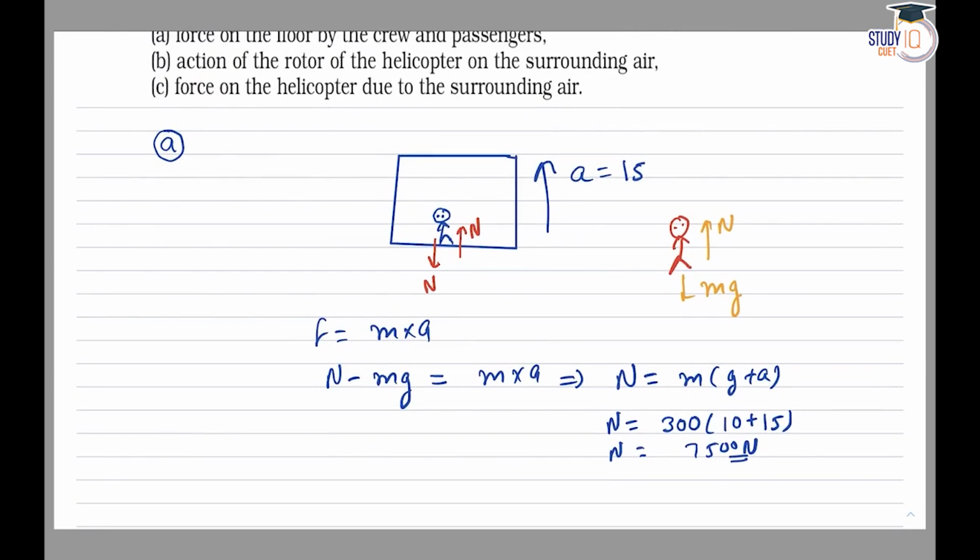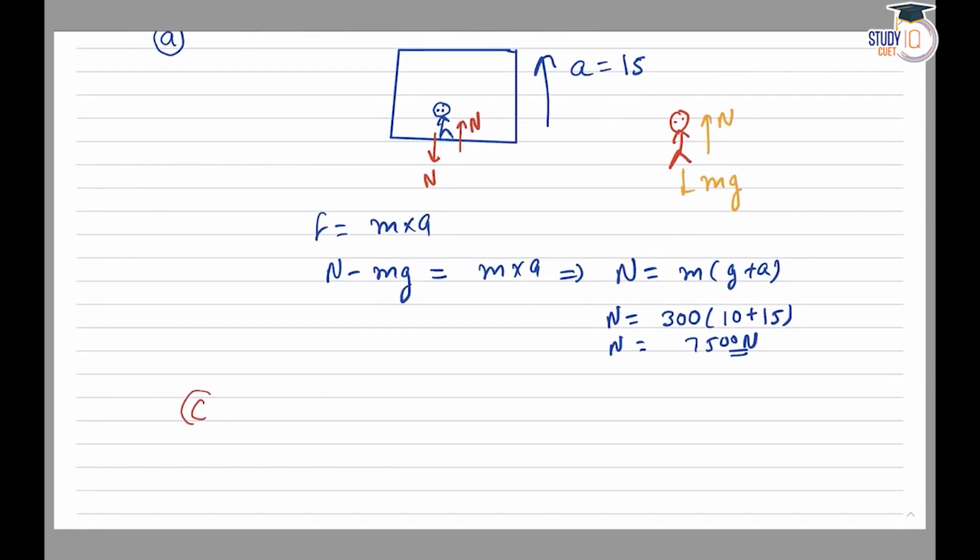Now coming to the B part. The B part says the action of the rotor of the helicopter on the surrounding air, so find the force exerted by the rotor of the helicopter on the surrounding air. The third part, C, is the force on the helicopter due to surrounding air. So in this we will find the C part first. In the C part, we have to find the force exerted by the surrounding air on the helicopter.